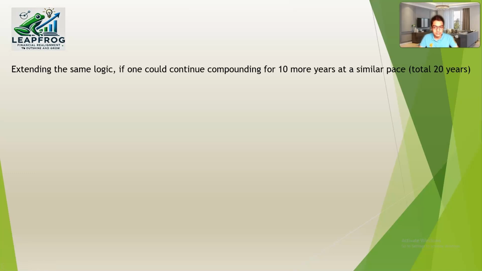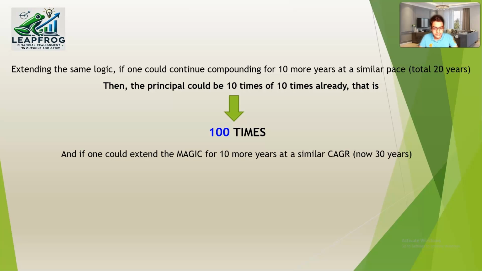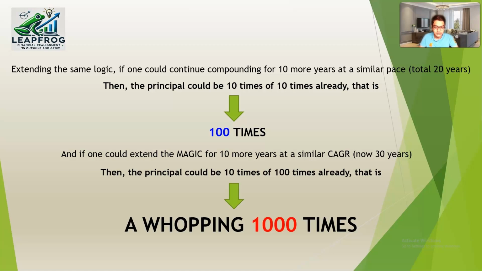Extending the same logic, if one could continue compounding for 10 more years at a similar pace, 10 plus 10, 20 years, then the principal could be 10 times of 10 times already. That is 100 times. And if one could extend the magic for 10 more years at a similar compound annual growth rate, CAGR, which is now 20 plus 10, which is 30 years, then the principal could be 10 times of 100 times already. That is a whopping 1000 times.